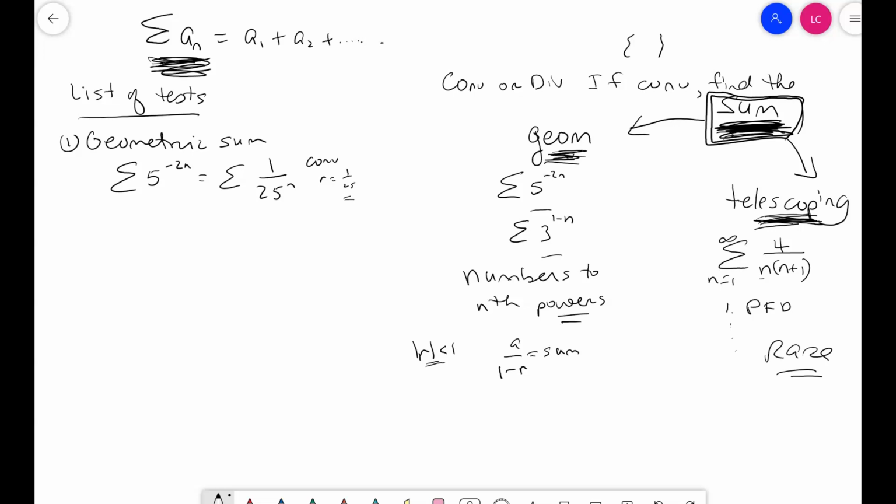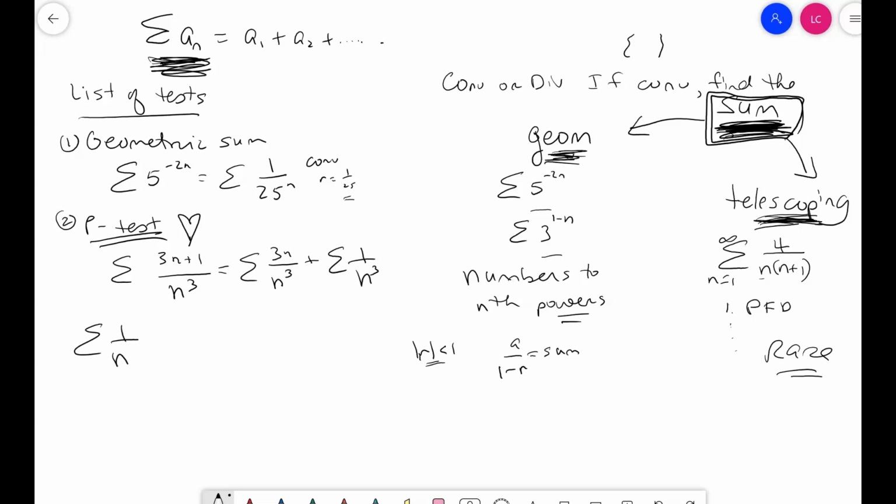All right, so what other tests do we have in this new section? One of our most favorite tests, you're going to love using because you get to use it so much, is the p-test. The p-test is so easy. Make sure you have it correct. If I have something like 3n plus 1 over n cubed, you say, can I use the p-test on that? Not as it's written. You need to separate it so that I have 1 over n to the p. All these tests are really specific. It has to be 1 over n to the p.